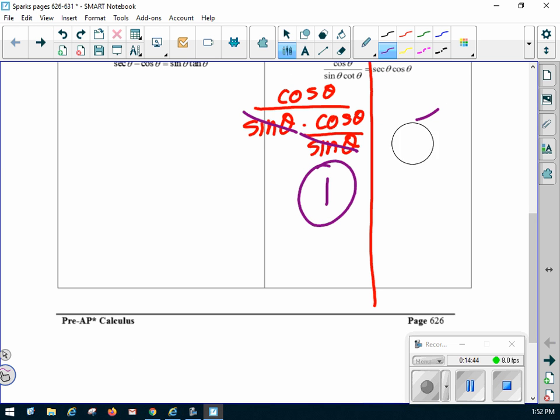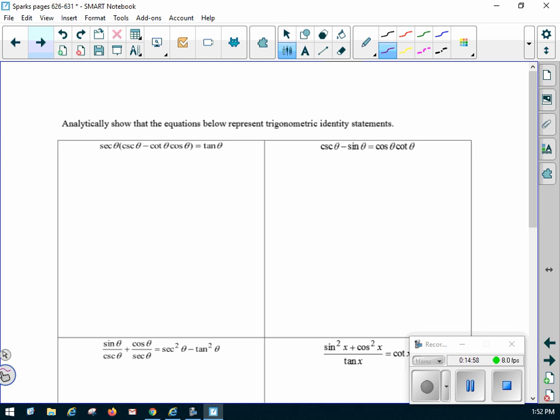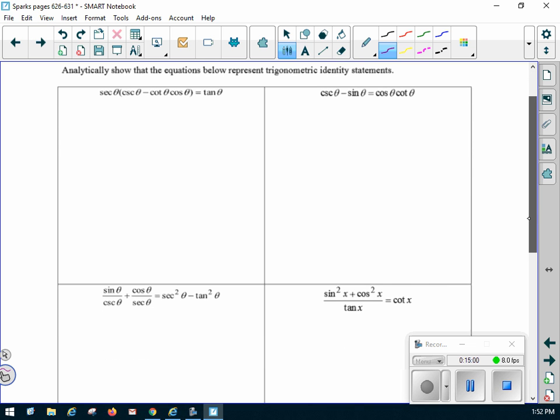The question was, how did I know that equals 1? Secant theta is 1 over cosine theta times cosine theta. No, no, no. Okay. Same instructions.